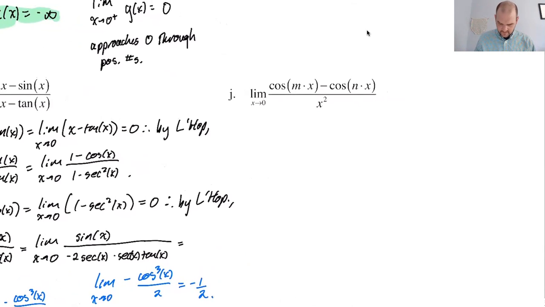So let's do this. The limit. Oh, should I use blue? I don't want to. I kind of like using black as my default color.